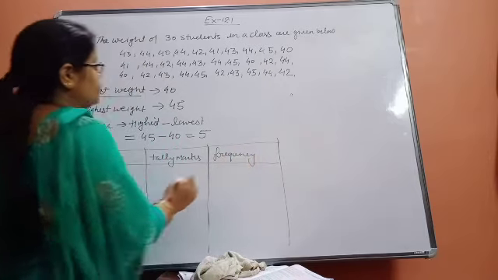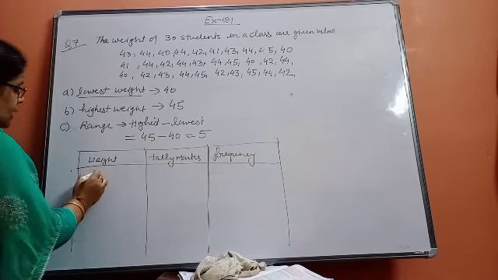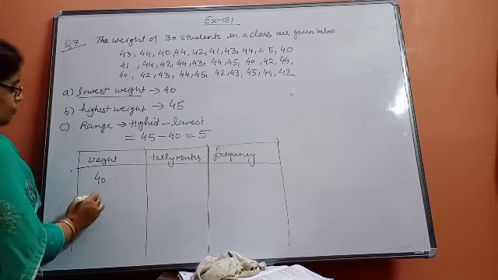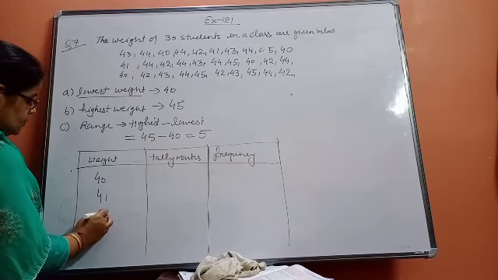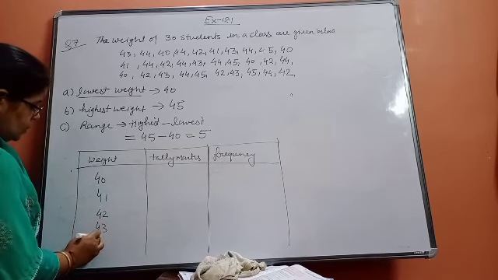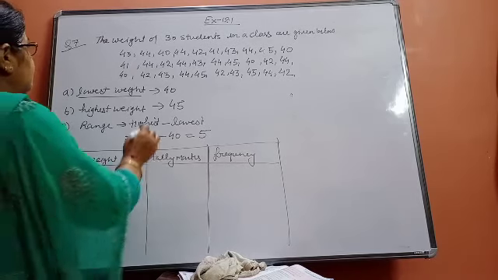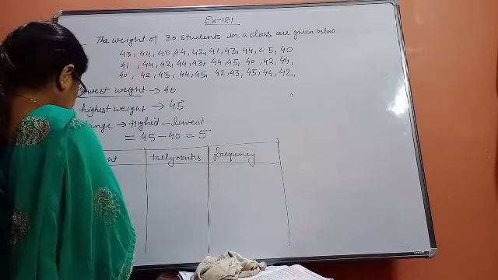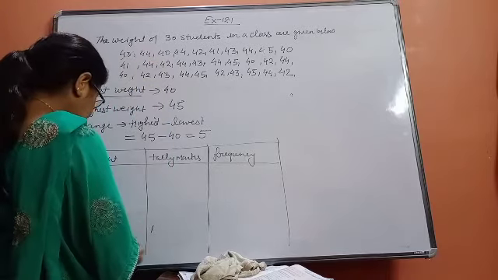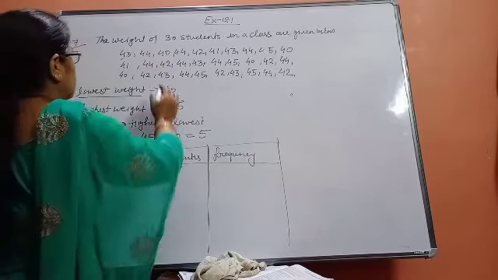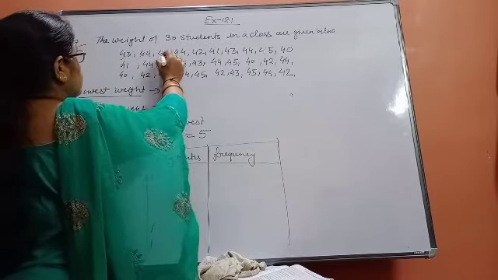Okay, beta. What are the different weights? Write them: 40, then 41, 42 is also there, 43 is also there, 44 is also there, and 45 is also there. So make the tally marks. 43: make one tally mark here and cross this. 44: make one tally mark in 44 and cross this. 40, in this way. So it will be simple for you.